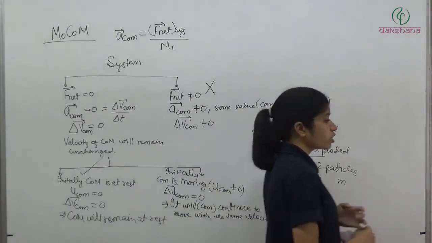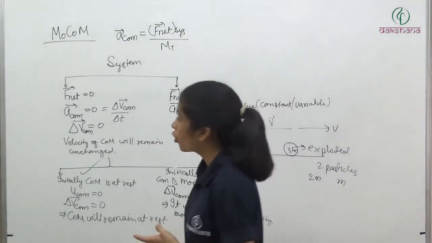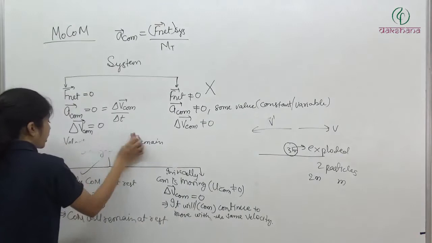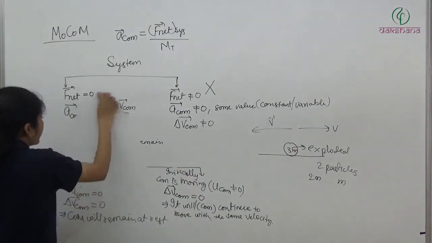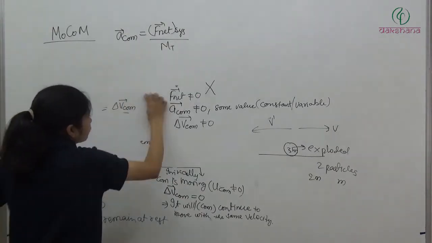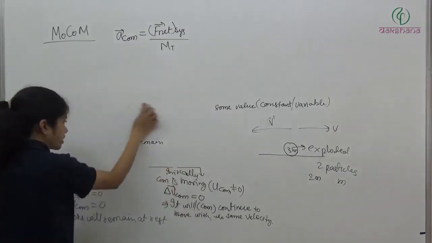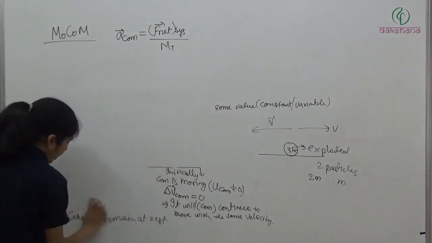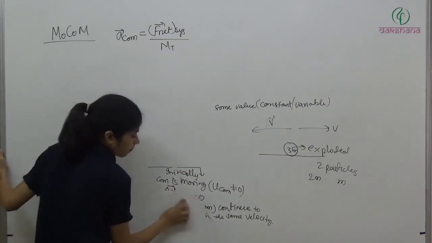So the center of mass was initially at rest, and it is going to remain at rest. Why? Because the net force on the system is zero. The center of mass will not have any acceleration, and it does not have an initial velocity, so it is going to remain at rest.